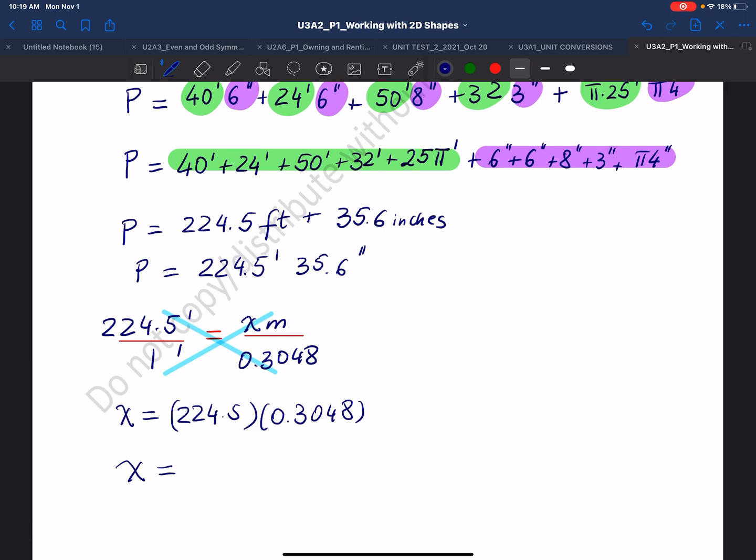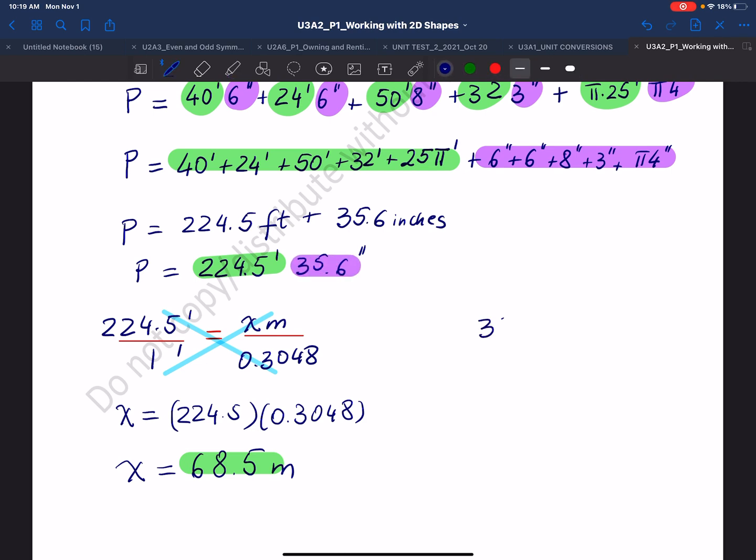So 224.5 times 0.3048 equals 68.5 approximately. And this would be in meters. So with this, we have converted just the feet part, okay? And that would be 68.5 meters. Now we'll work with the inches.